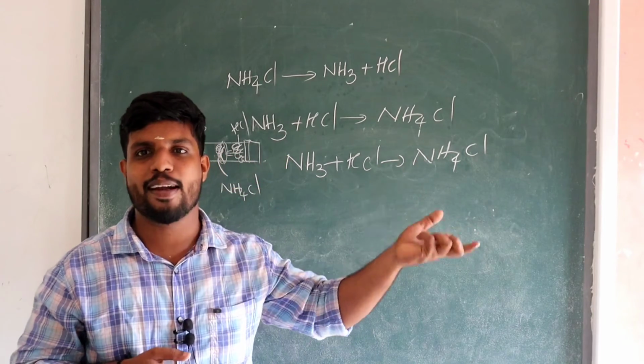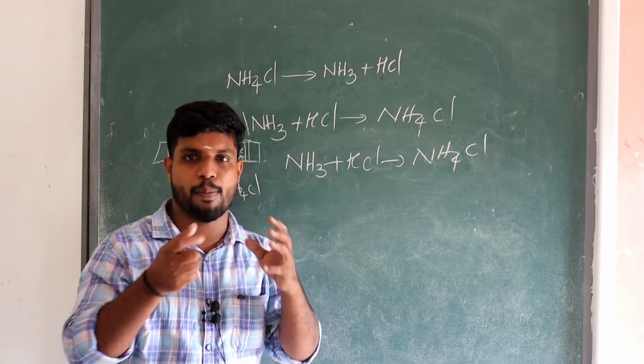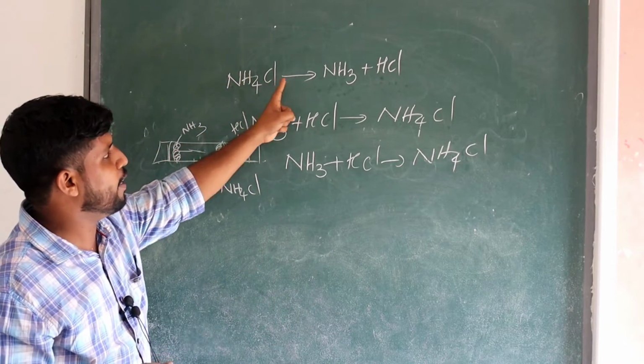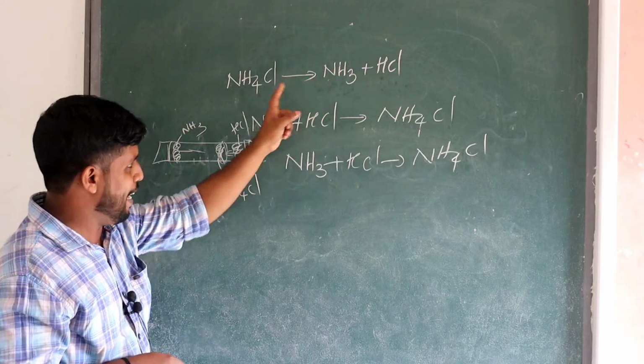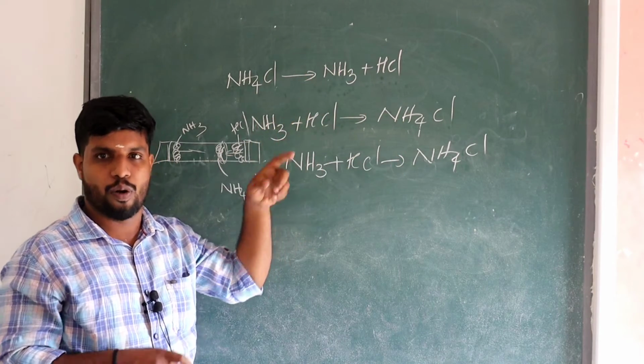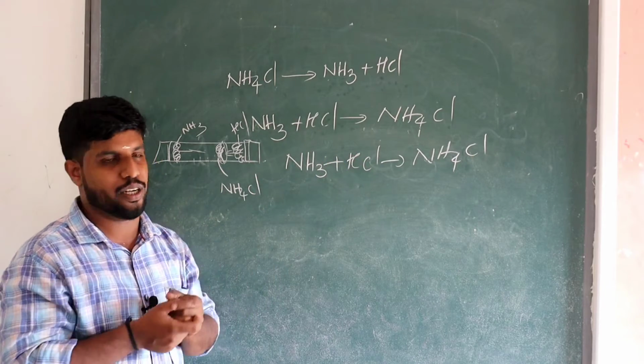Then when ammonium chloride is heated, what happens? It is decomposed into ammonia and HCl. So here NH4Cl gives NH3 plus HCl, and NH3 plus HCl gives NH4Cl. So this reaction occurs in both directions.